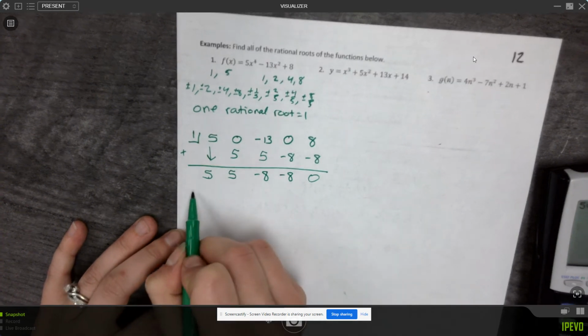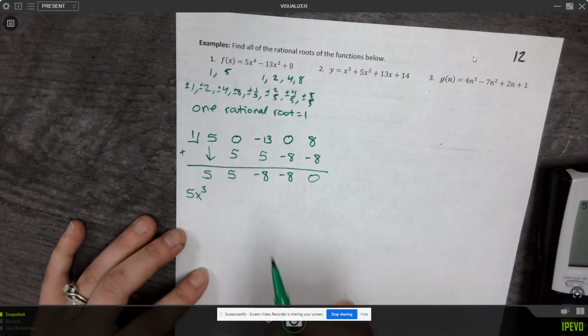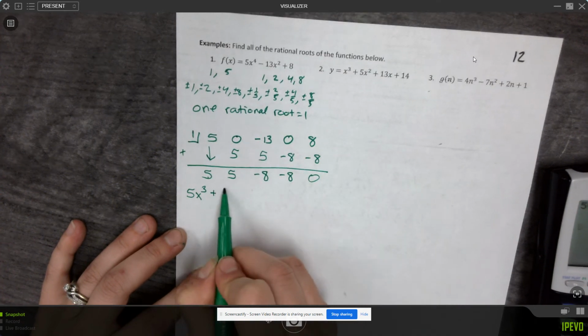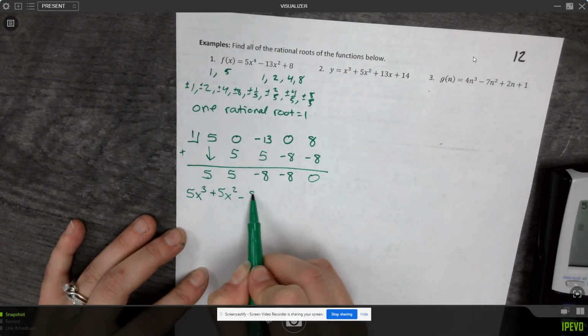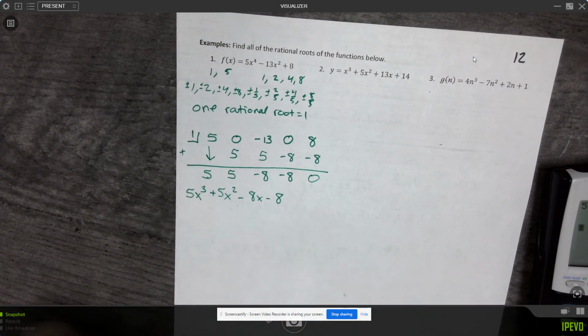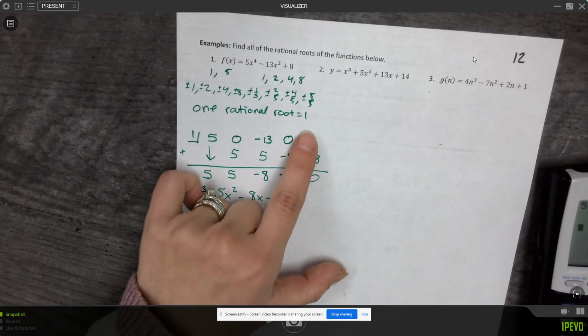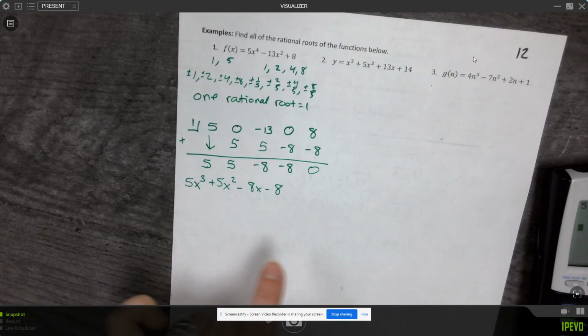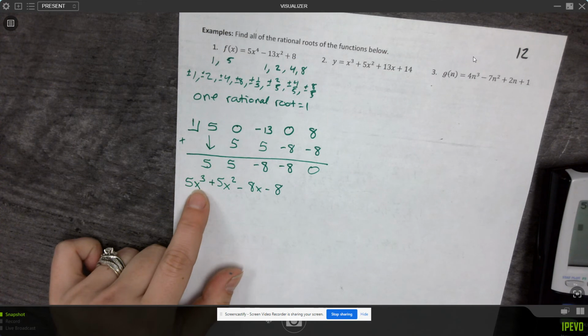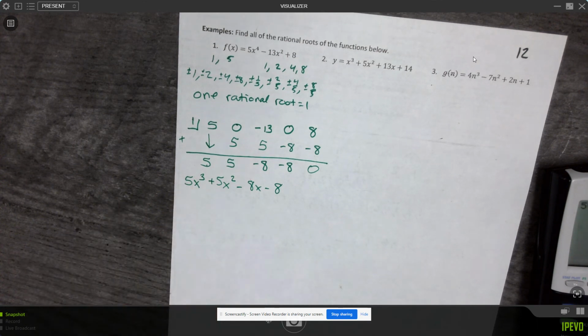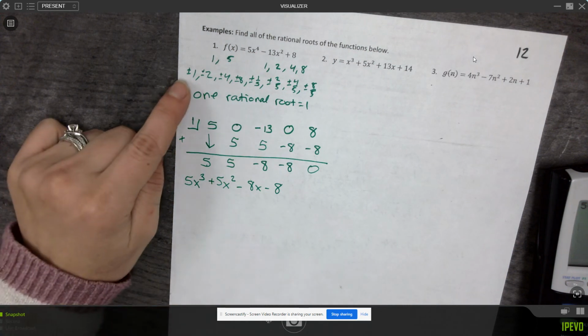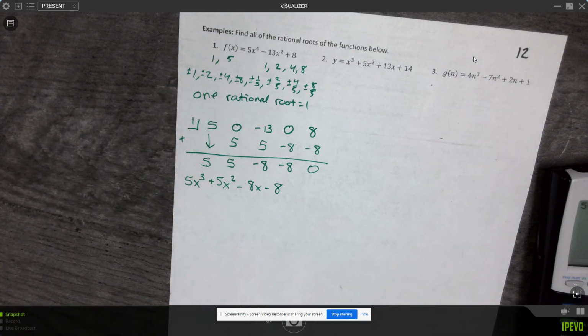So now our function is 5x to the 3rd, one degree less, plus 5x squared, minus 8x, minus 8. You are not supposed to have a remainder because you told me that this is a root, so this should be 0 here. Now, you have a couple of options. Option number 1 is this is not quadratic, so you can continue to plug in your rational roots. We already know 1 is a root. Don't try it again. Now we can try -1. And if it doesn't work, go to 2 and then -2 and so on and so forth. Or you could try to factor.